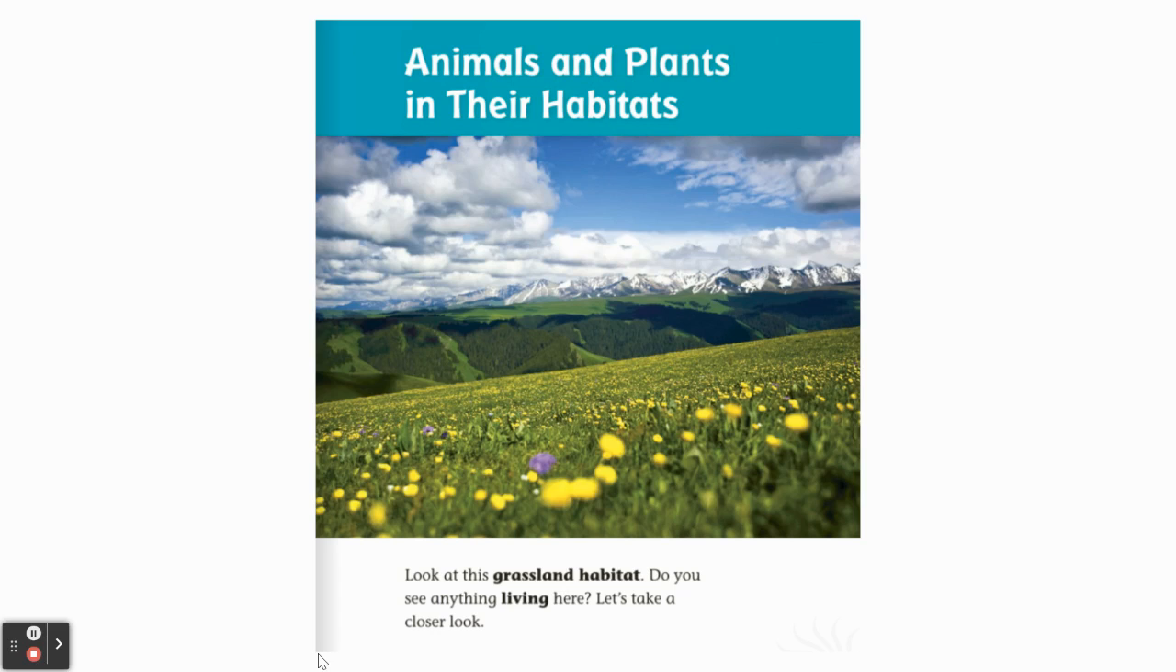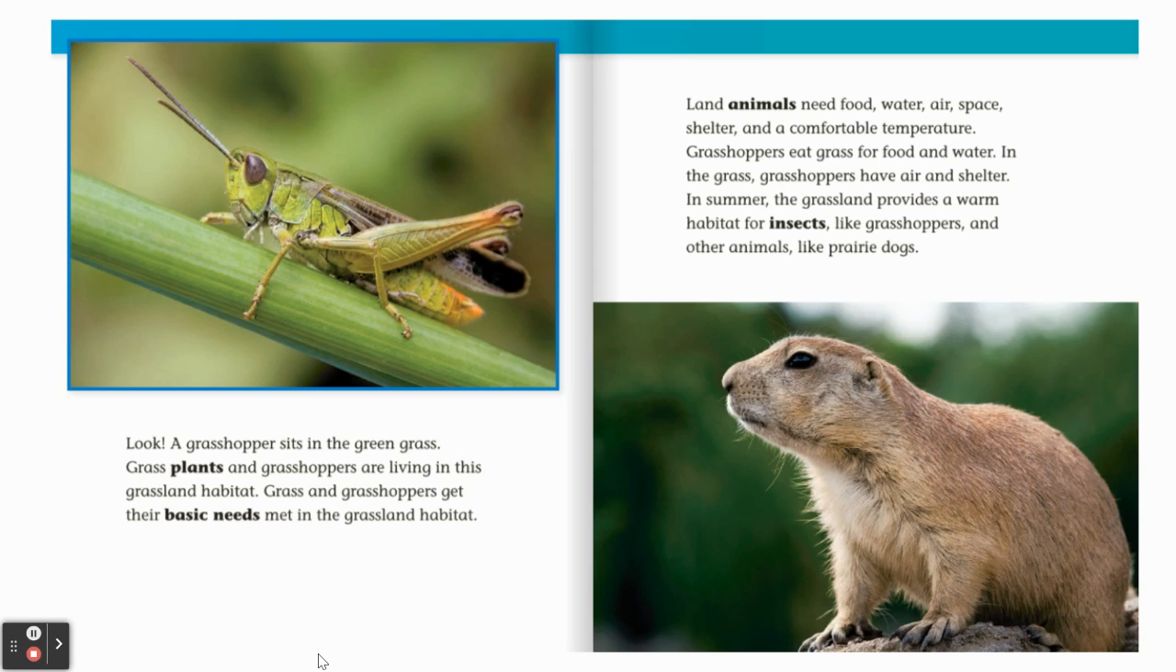Look at this grassland habitat. Do you see anything living here? Let's take a closer look. Look, a grasshopper sits in the green grass. Grass plants and grasshoppers are living in this grassland habitat. Grass and grasshoppers get their basic needs met in the grassland habitat.